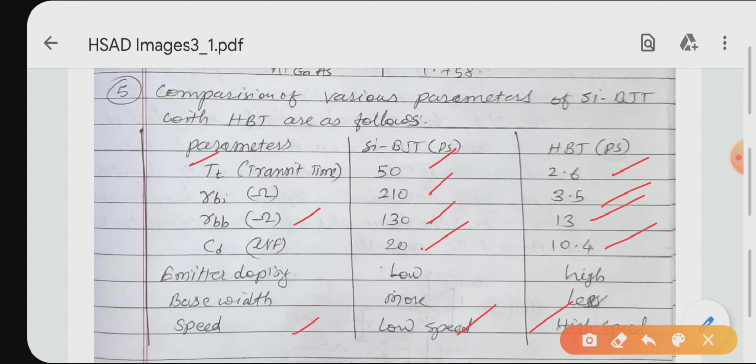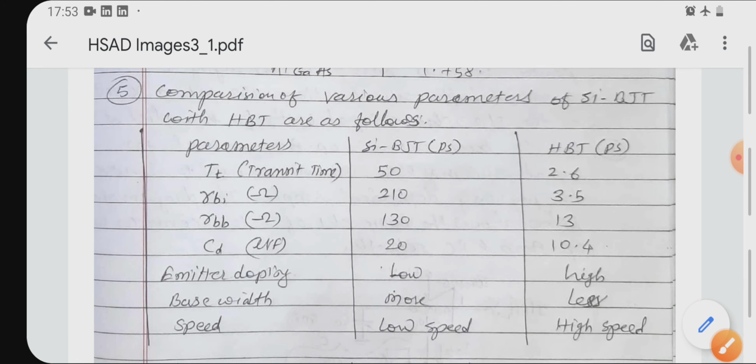The early effect is more in case of silicon transistor, and very less in case of HBT. Punch through is another effect in which there is a breakdown of emitter and collector junction when we apply the reverse bias, which is not found in case of HBT, and is found in case of BJT. So based on these parameters the HBT is a very superior device as compared to BJT, as it is a very high speed device.